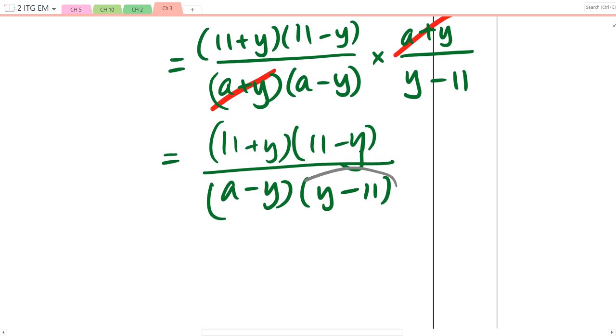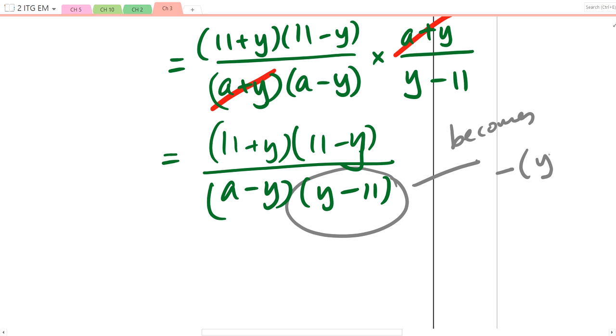Come again, y minus 11, I want to change it to become? Negative y plus 11? No, almost there. This becomes negative 11 minus y. Remember this exercise that we did last year? All the y minus 11 can become negative 11 minus y, right? Why would I want to do this? Because I see 11 minus y at the top. Okay? So, next step.